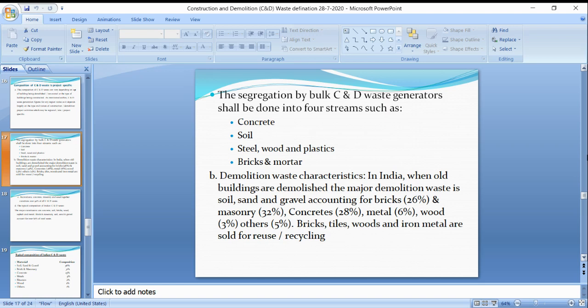Bricks, tiles, wood, and iron metal are sold for reuse and recycling. Generally, if you use bricks, tiles, wood and iron materials, they can be sold for reuse or recycling purposes. But concrete will not be sold.